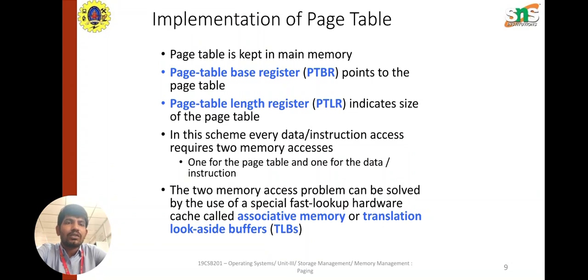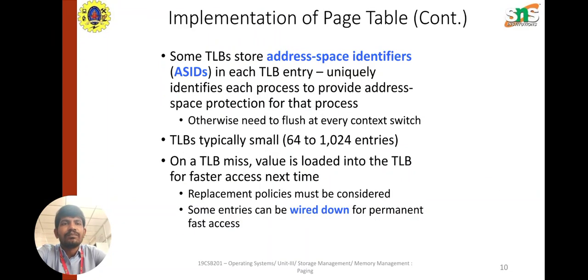It is called associative memory or a translation lookaside buffer (TLB). Some TLBs store address space identifiers (ASIDs). In each TLB entry, an ASID uniquely identifies each process to provide address space protection for that process. Otherwise, you need to flush the TLB at every context switch.